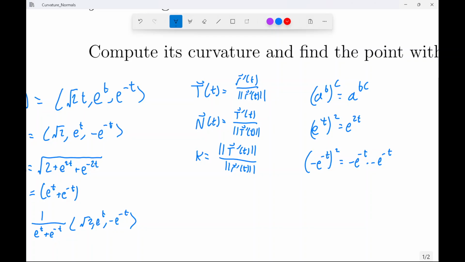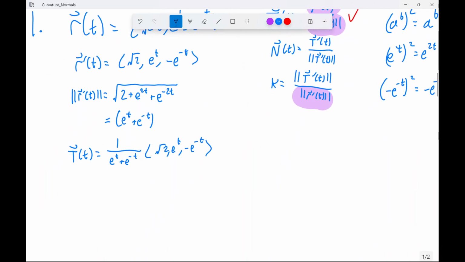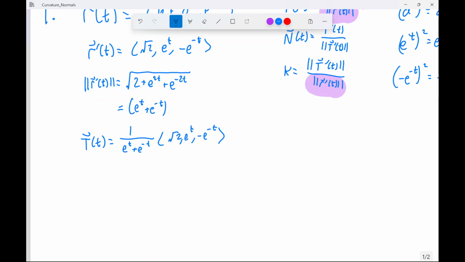So we found this one, and I'm just going to highlight the things that we have so far. We have this, we have this, we don't have this, we don't have this, we don't have this, but we do have this. So evidently the only things we have left are T prime of t and the length of T prime of t, which will be a little bit annoying to do, but let's get started with that.